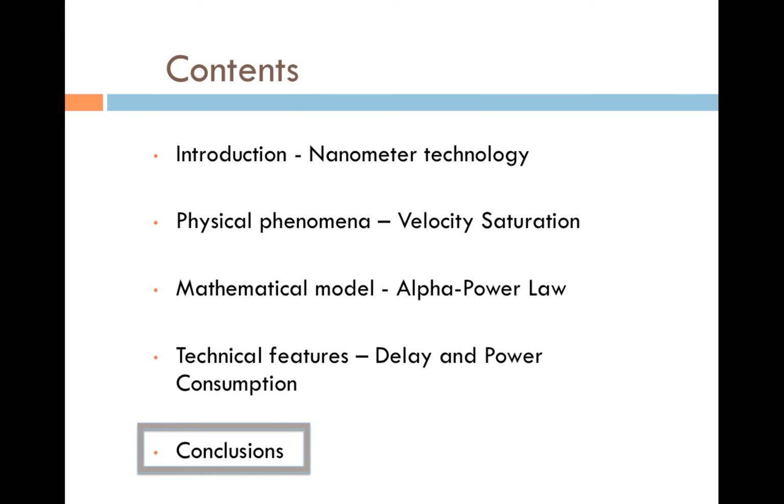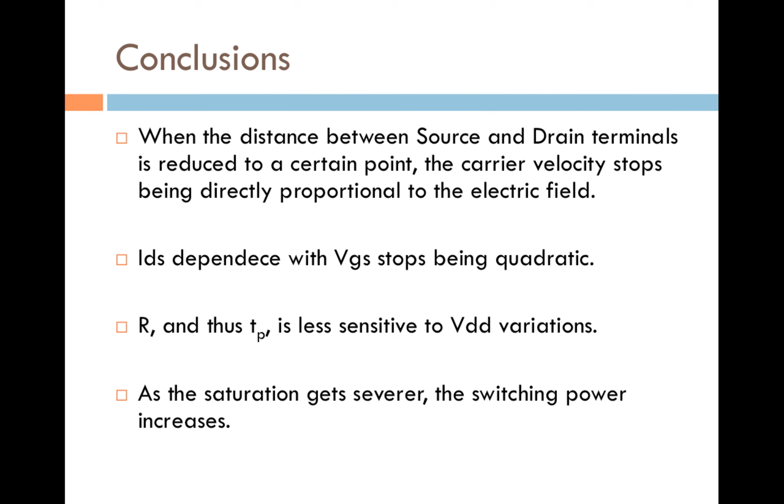And now let's summarize the most important issues. First, when the distance between source and drain terminals is reduced to a certain point, the carrier velocity stops being directly proportional to the electric field. This reflects the need of a new model, the alpha power law. Second, this model shows an alpha power dependence between IDS and VGS, different from the quadratic dependence seen until this point. Third, in this new model, both equivalent resistance and propagation delay are less sensitive to supply voltage variations, which can be considered as an advantage. And, regarding the power, it increases as the saturation gets severer.